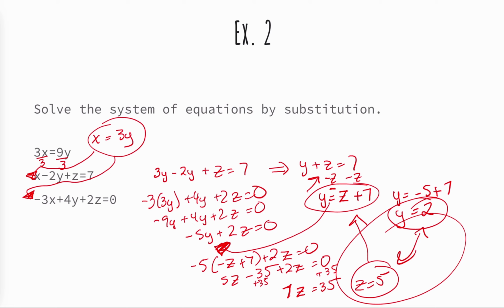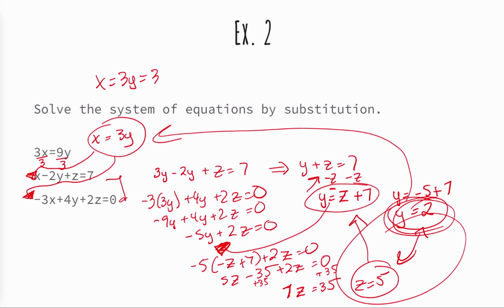Oh, actually, because we had already solved for x in terms of y, take the y and plug back in here. We could plug the y and the z into one of these, but that's more work. So x equals 3y, which is 3 times 2, which is 6. So our ordered triple is 6, 2, 5.